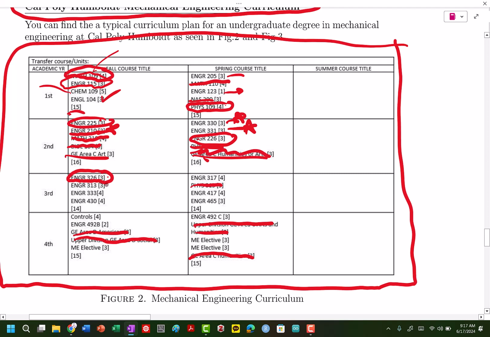ENGR 313, you can move this around. This is just placed here. This is another kind of programming course as well, a more math-focused course. ENGR 333, that's going to be our fluids course, another fundamental mechanics course.